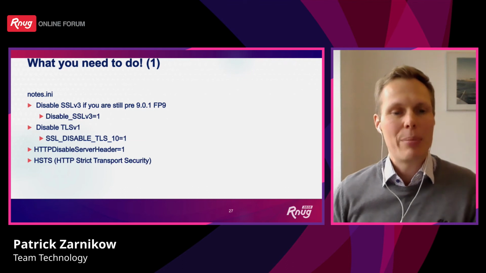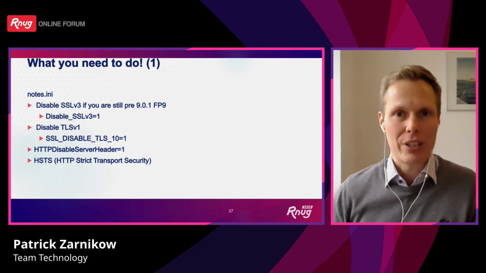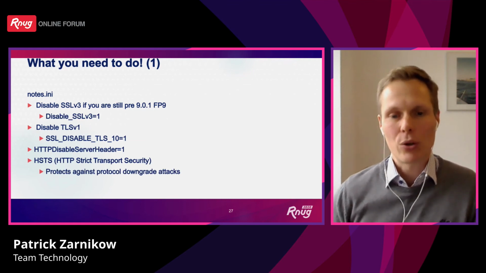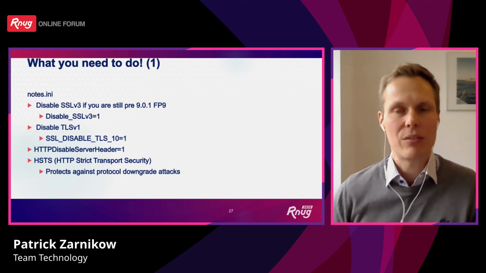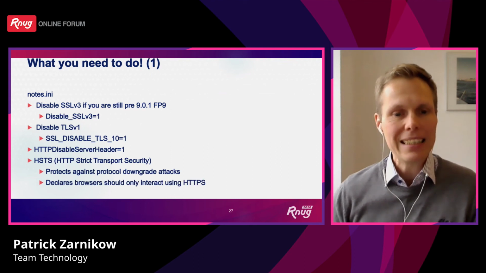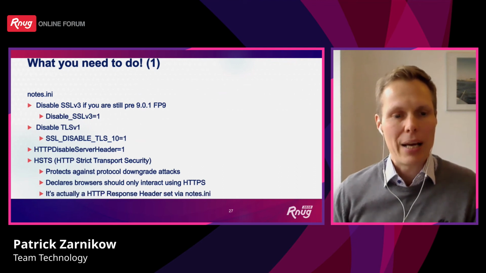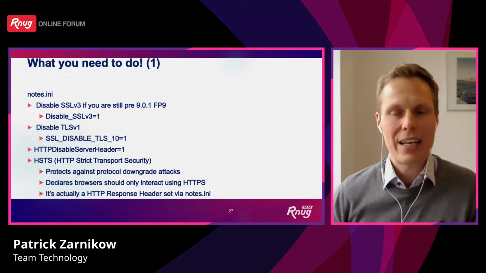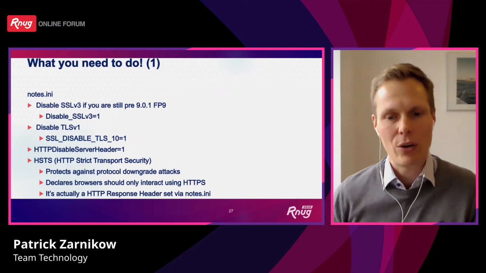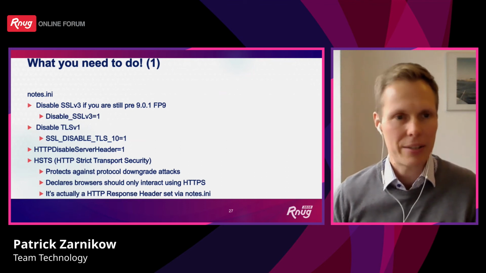And you should enable HTTP Strict Transport Security to make your Domino server more secure. It protects against protocol downgrade attacks. So you can downgrade from, for example, TLS 1.2 to TLS 1.1 if you don't enable it. This declares browsers should only interact using HTTPS and nothing lower. And it is actually a response header. That is why we come back to this in the last part, when we take a look at the response header and how you can activate it.